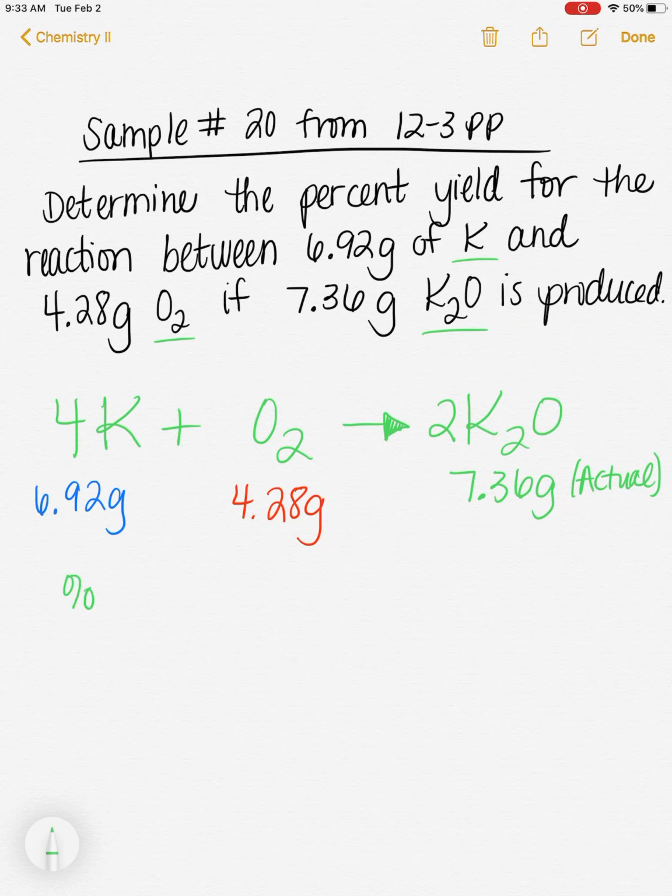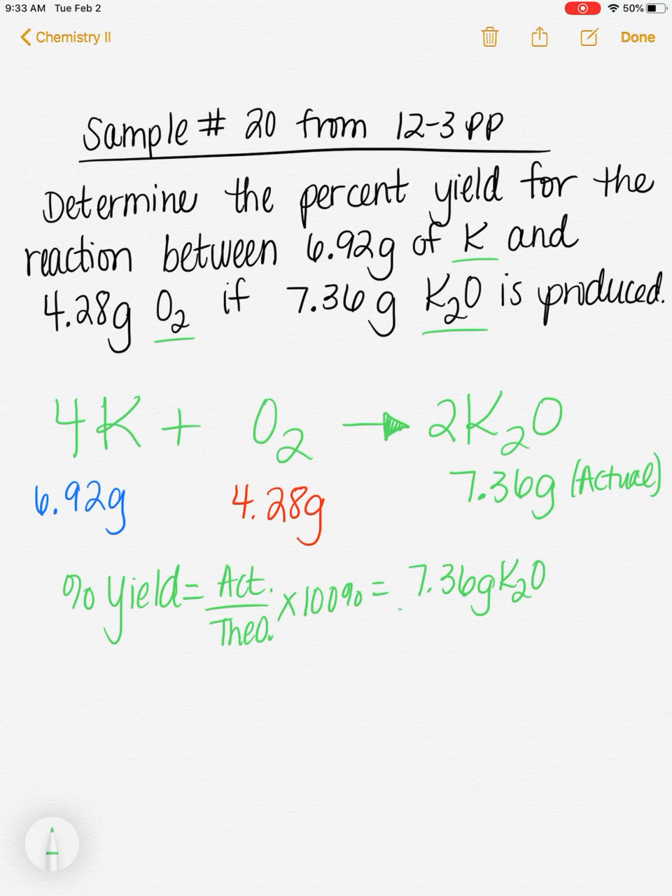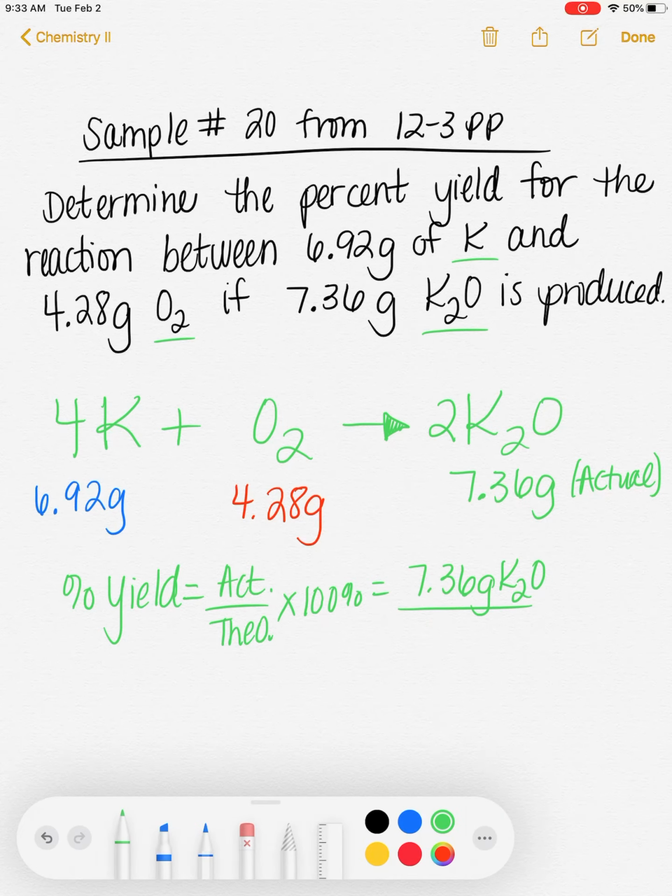And remember, percent yield is the actual over the theoretical times 100%. So I already know the 7.36 grams of K2O. I need to find what the theoretical value is.